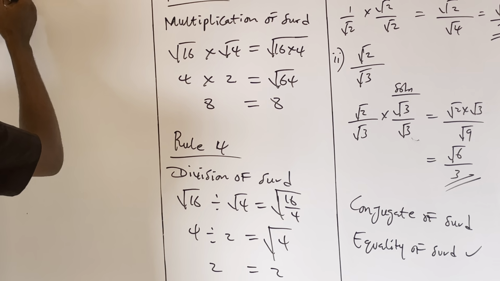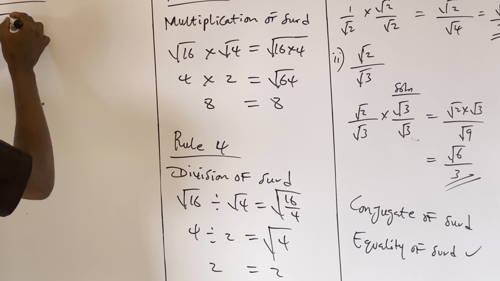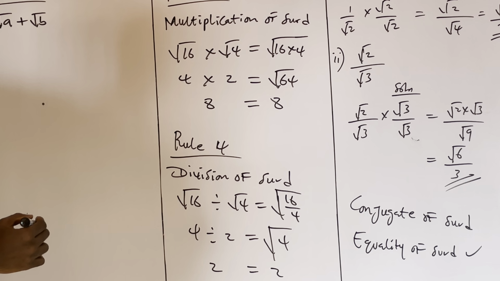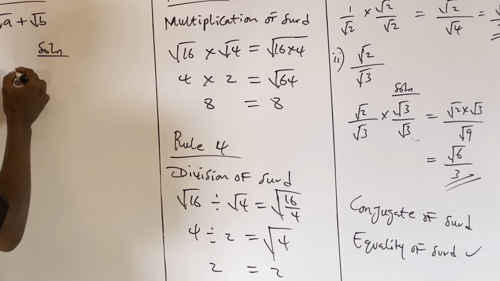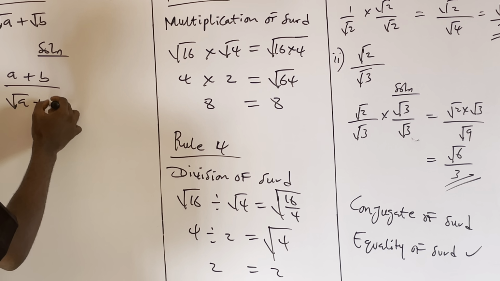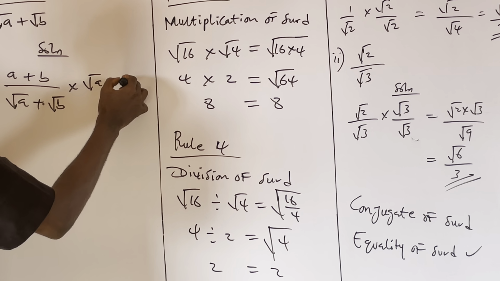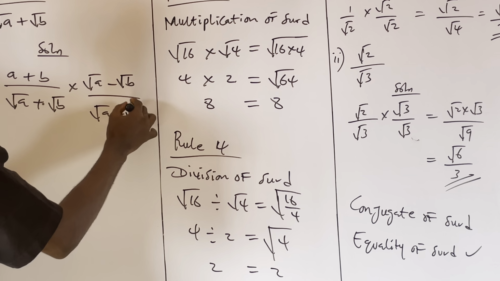For instance, look up. We have A plus B over root A plus root B. Solution: this will be A plus B over root A plus root B times root A minus root B over root A minus root B.